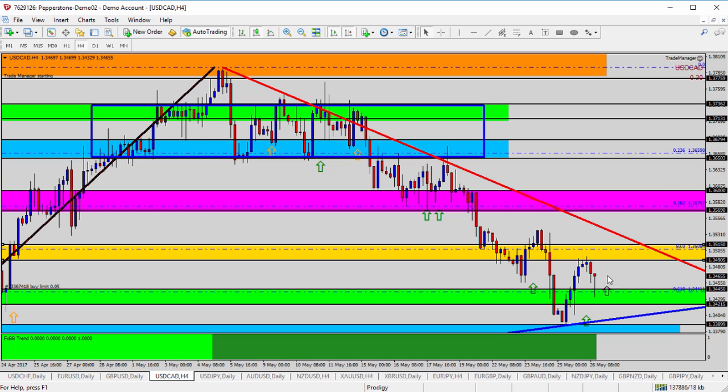Now, if it breaks down through that green zone, that likely changes, and we look for it back into the blue shaded area at the bottom of the chart, which is down closer towards the 1.3390 or so level. That is the blue zone.